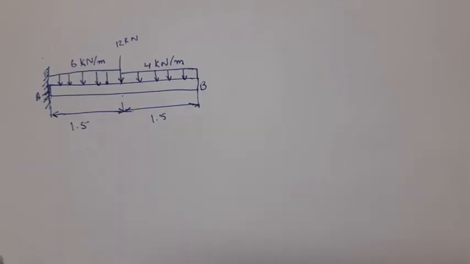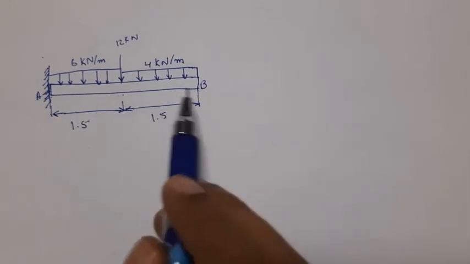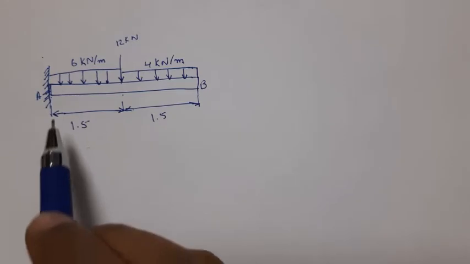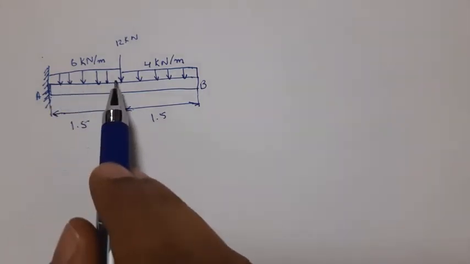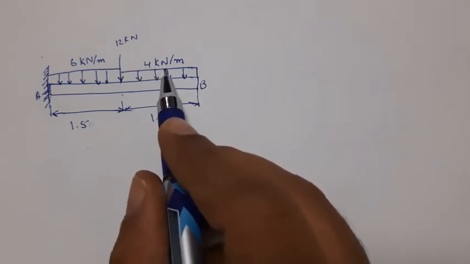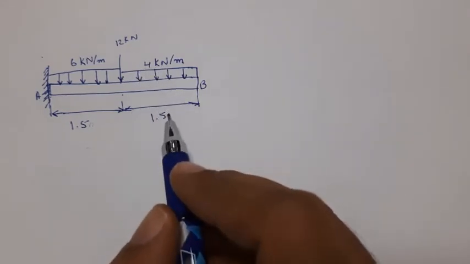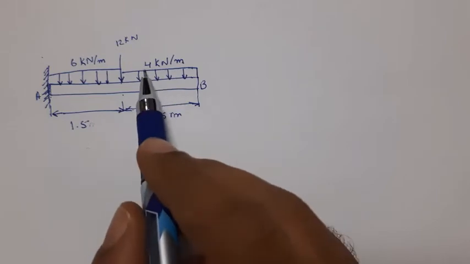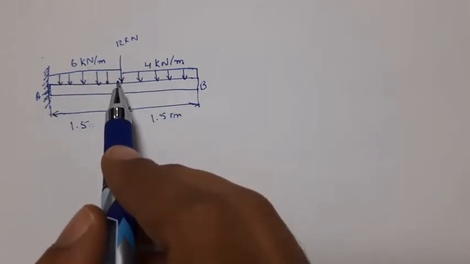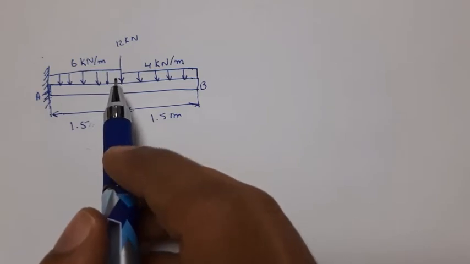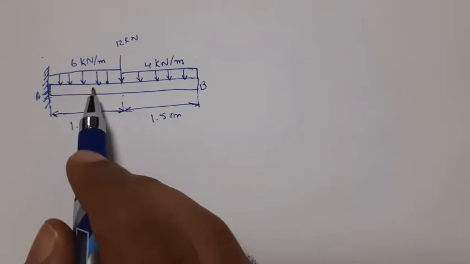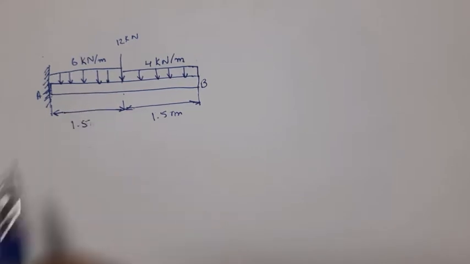As you can see in this problem, there is a beam AB with two points, A and B, which has a uniformly distributed load up to 1.5 meter and another uniformly distributed load over another 1.5 meter stretch. So this is 4 kilonewton per meter and this is 6 kilonewton per meter, and here we have another point load.